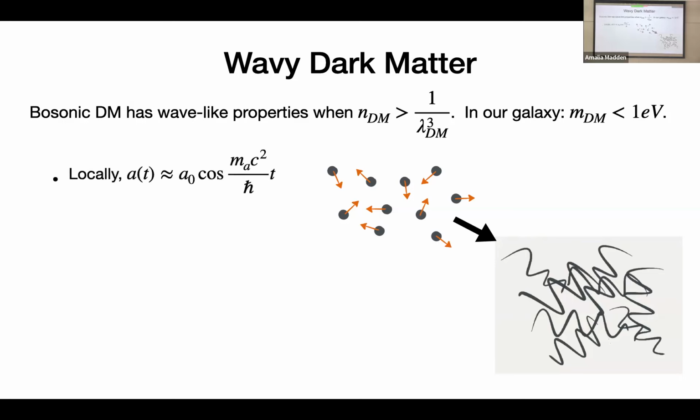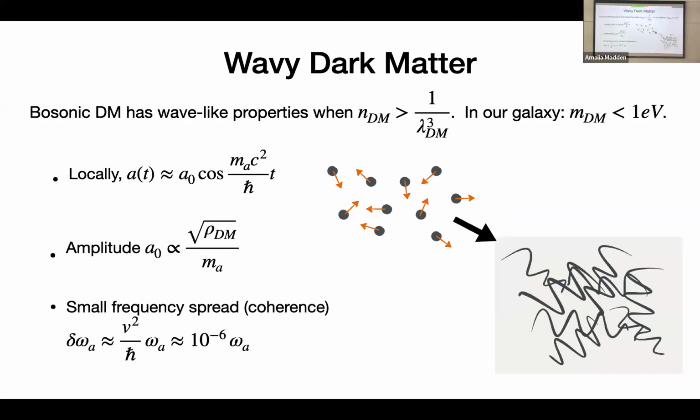And in this picture, we now have that our axion forms a classical wave with its frequency set by its mass. Its amplitude is determined by the square root of the dark matter density and is inversely proportional to the axion mass. And there's a small spread in its frequency that's set by the kinetic energy, the spread in kinetic energy of the axion in the galaxy. And that's about 1 part in 10 to the 6.